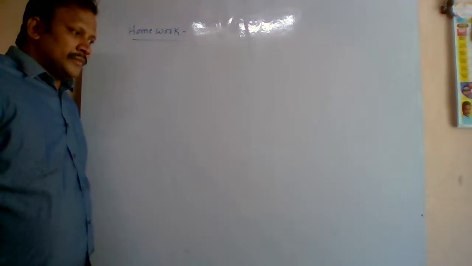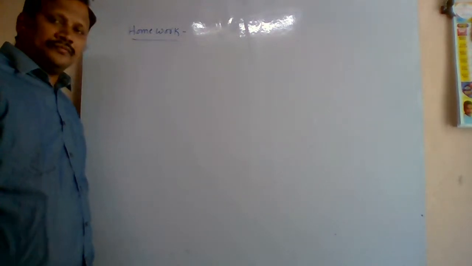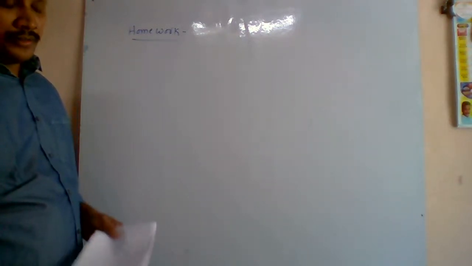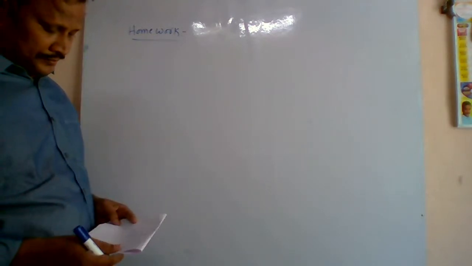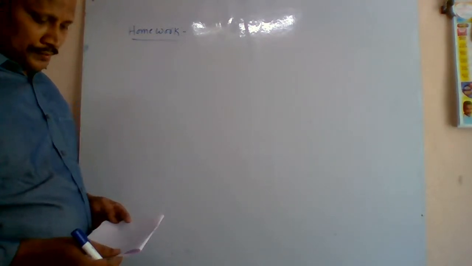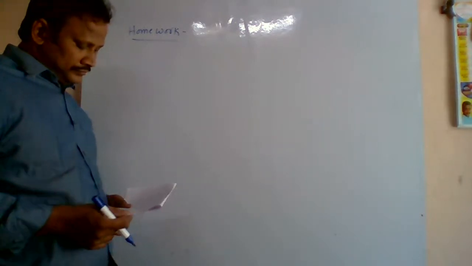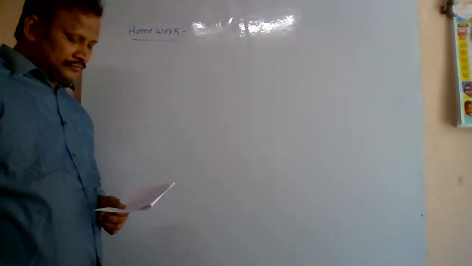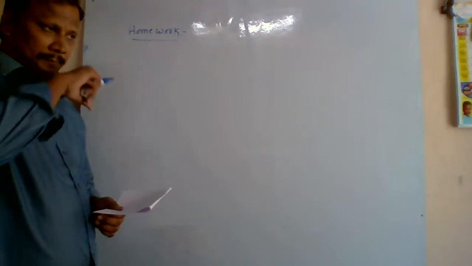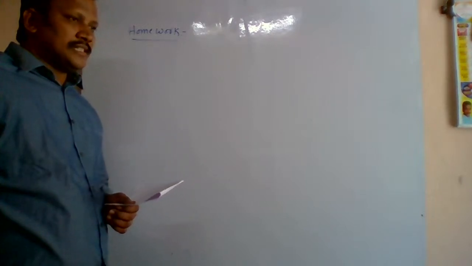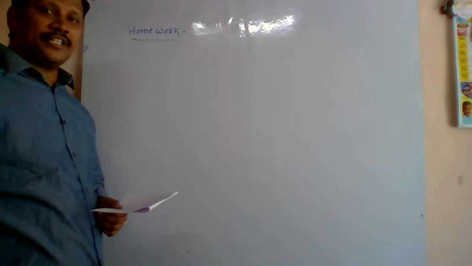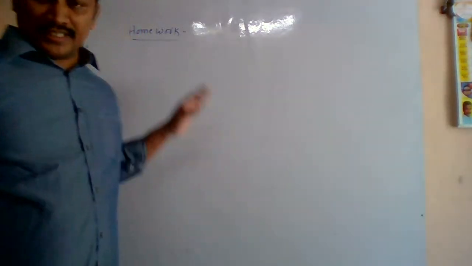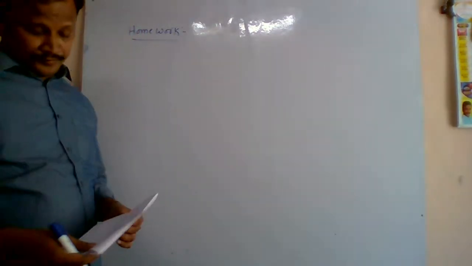First option, 5 BH by 2. Second option, 3 BH by 2. Third option, 7 BH by 2. Fourth option, BH by 2. So these are the options. Try that one. Okay, now next problem. This is for homework.